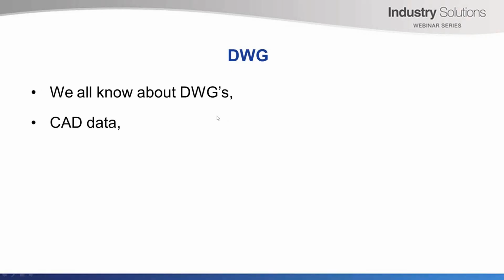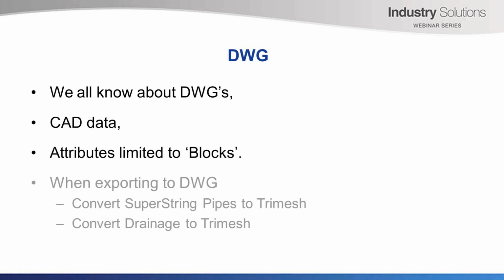DWGs, well, we all know about DWGs. It's CAD data. It does have attributes, but you're limited to attributed blocks. When exporting the DWG, pipes and drainage will only go out as polylines, so you need to use that convert to tri-mesh. So the same as we had before, convert them to tri-mesh and they will go out into the DWG file.